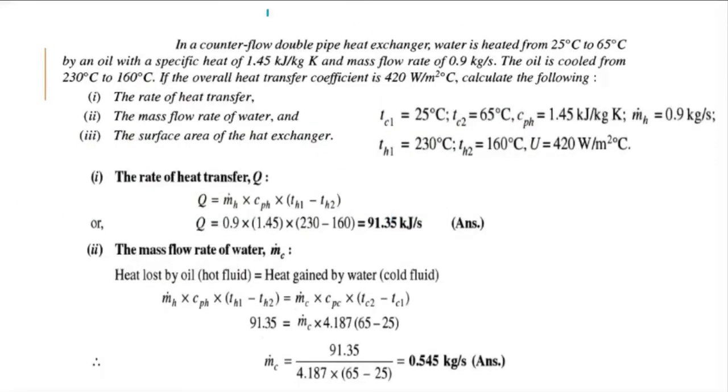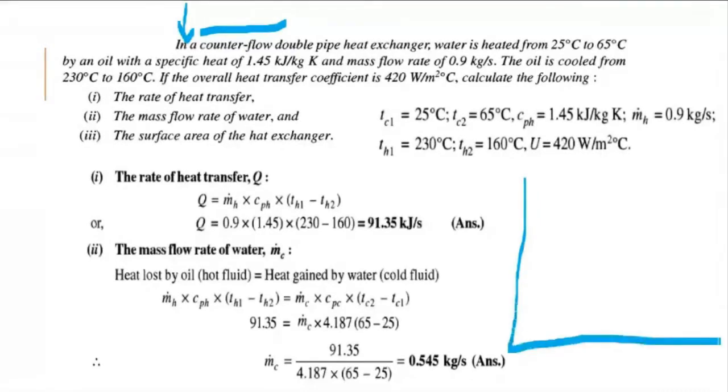So this is the first numerical for us. We have a counter flow heat exchanger. Whenever a numerical is given to you, the first thing you have to do is find what kind of heat exchanger it is, whether it is counter flow or parallel flow. Whatever is the type given, just draw the temperature variation curve for that particular type.